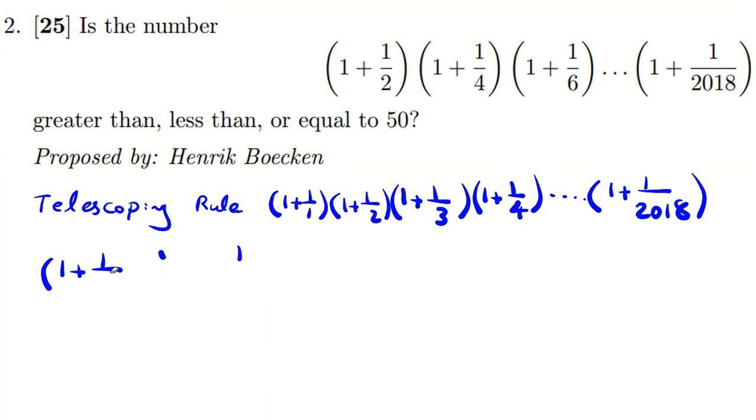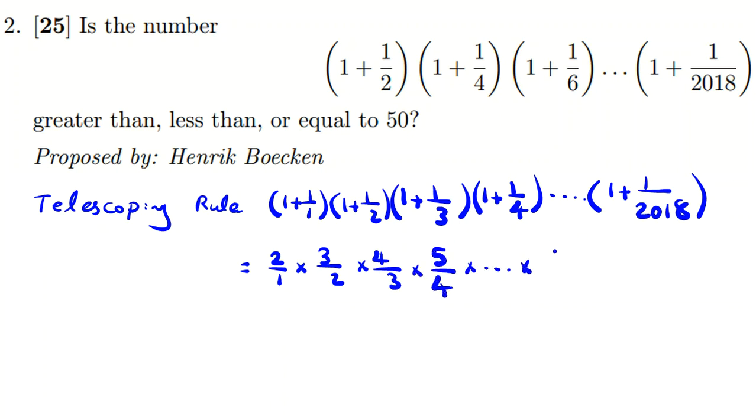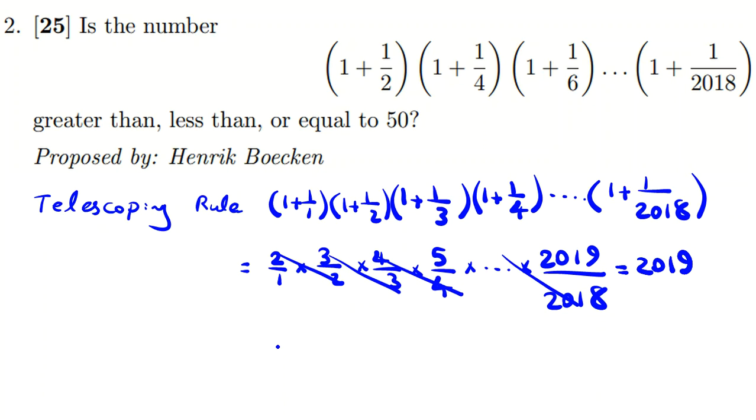Let me erase this part. So this part will be what? It will be 2 over 1 times this part 3 over 2. This part is 4 over 3. This part is 5 over 4. And the last one is 2019 over 2018. Okay, so we can cancel this, cancel this, and cancel. It will be 2019.